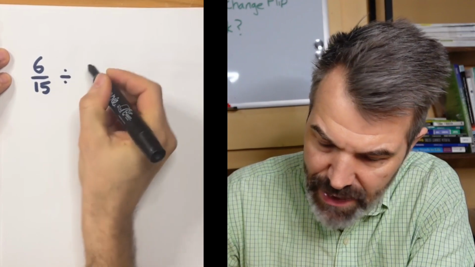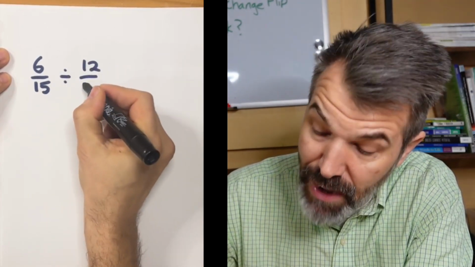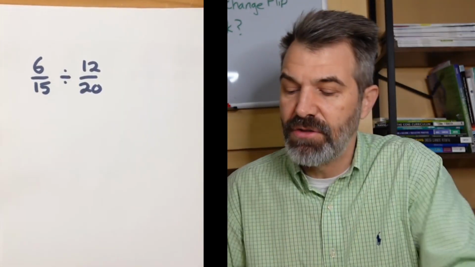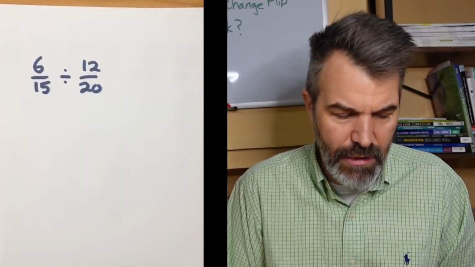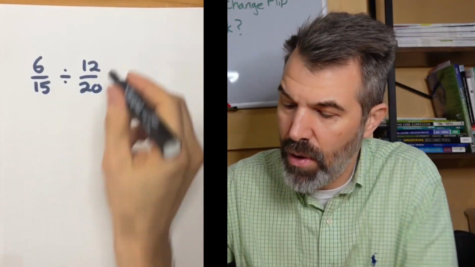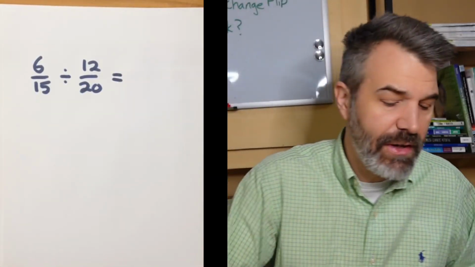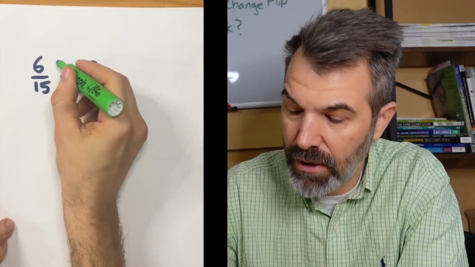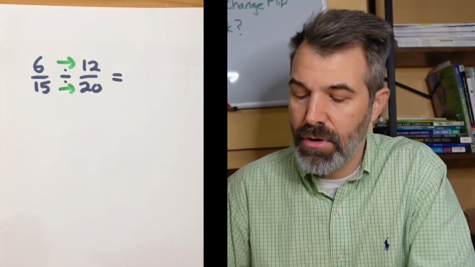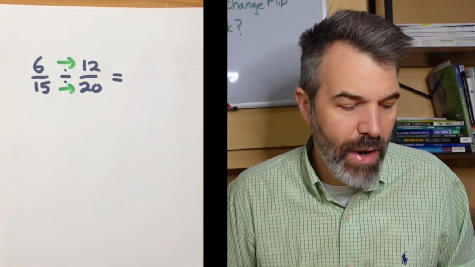And I'm going to divide that by 12/20. I apologize. So 6/15 divided by 12/20. Let's take a look at this and see what is going to happen if I just divide straight across. We're going to use that rule we just learned, and see what happens when I do this.